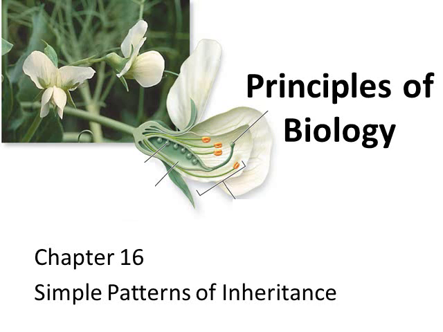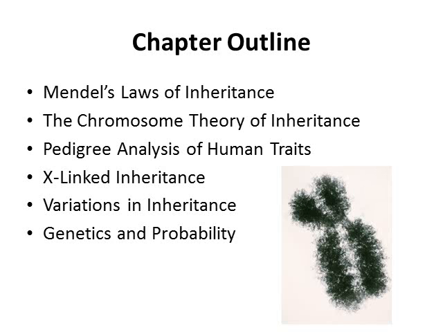Welcome to part 2 of 3 on chapter 6. We are looking at simple patterns of inheritance. In the first part of this chapter, we looked at Mendel's two laws of inheritance, his law of segregation and his law of independent assortment, to look at how one trait and then two or more traits gets passed on from parent to offspring.